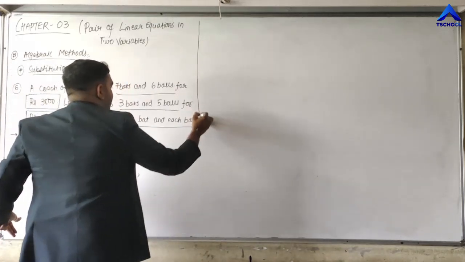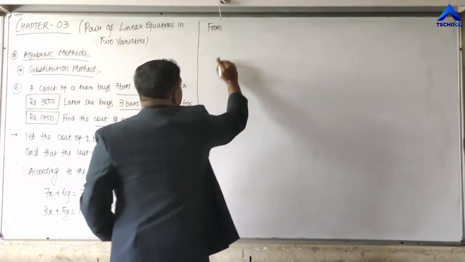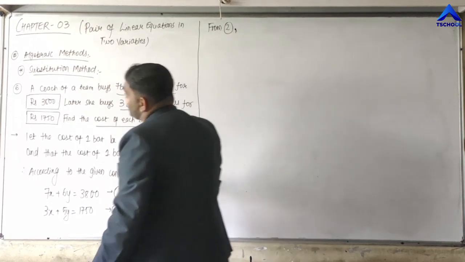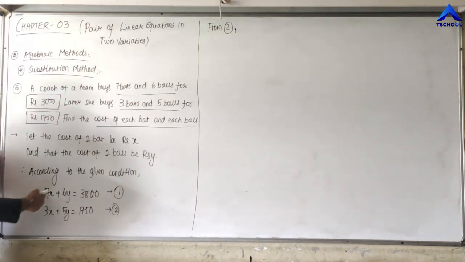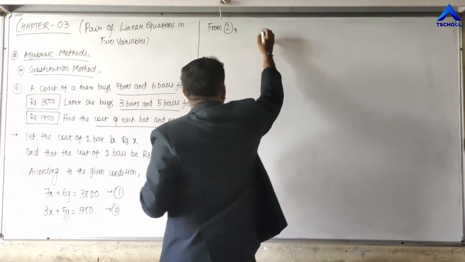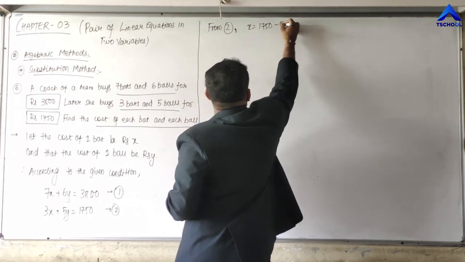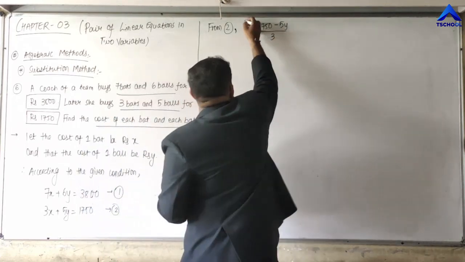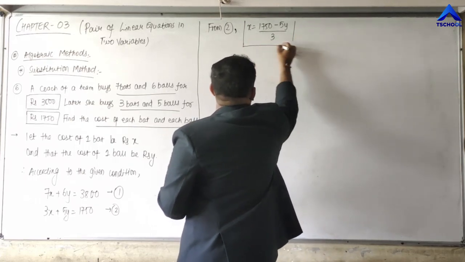Right, now we have the equations. Let us try to solve them. I shall use the second equation first because it has smaller coefficients than the first one. Here it is 3x and 5y, here it is 7x and 6y. So from the second equation, I shall take x as the subject. So x equals 1750 minus 5y upon 3. I got the value of x here, that is 1750 minus 5y upon 3.